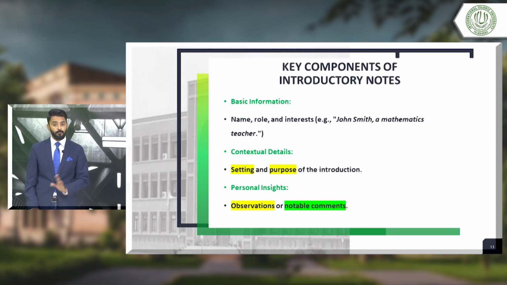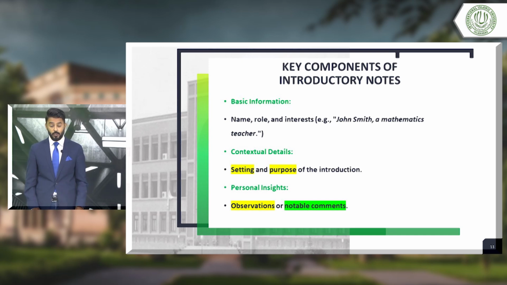Now, what are the key components of introductory notes? Number 1 is basic information. Of course, when you are taking notes of any introduction, you must write the name, the qualification, the age, the area he or she belongs to, the current role he is offering in that particular situation, his experience, or whatever he tells. Of course, the basic information is very important: the name, role and interests.